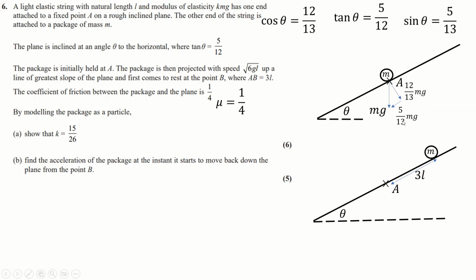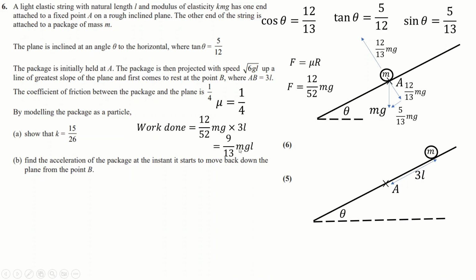So that's mg cos theta, mg sine theta. And we've got a reaction force, obviously, which is mg cos theta. And therefore our friction, which is going to be acting this way because we're projecting this way, is going to be mu R, which is going to be this here, and that force is going this way. Okay, and now that force is going to act for a distance of 3L. So work done is the force times the distance it acts over. So we have this, and that's the work done in total.